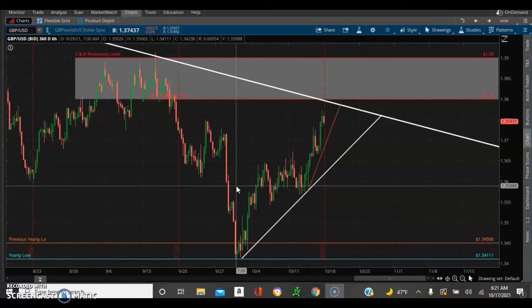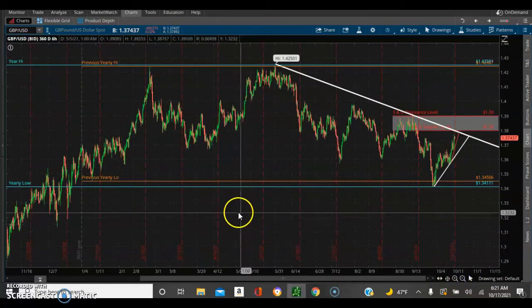Great British Pound USD. Now, guys, we have something very interesting here, and I want you to be aware of it. So this is why I'm here to tell you. We want to look at the market from an overall perspective.